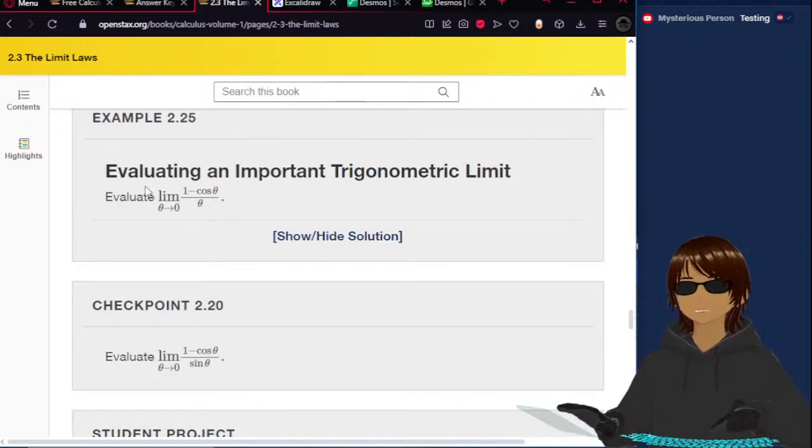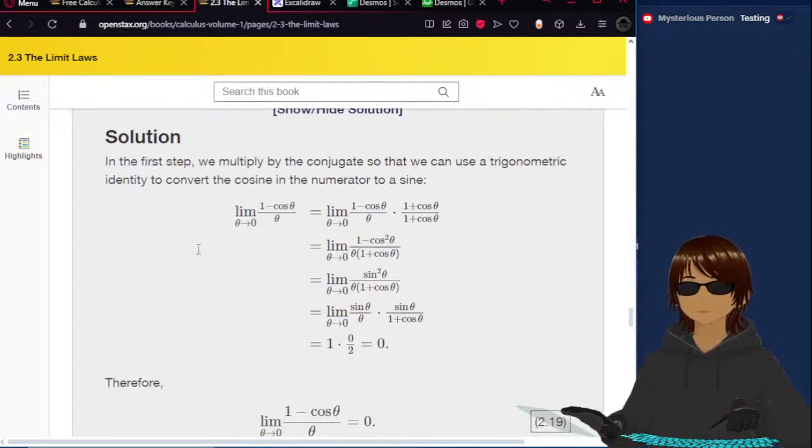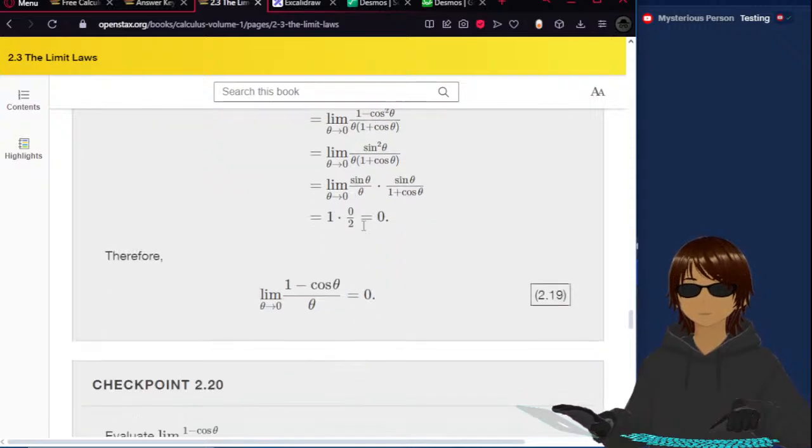Evaluating an important trigonometric limit. In the first step, we multiply by the conjugate so that we can use a trigonometric identity to convert the cosine in the numerator to a sine. Okay, and then we separate them, and then we get 0.